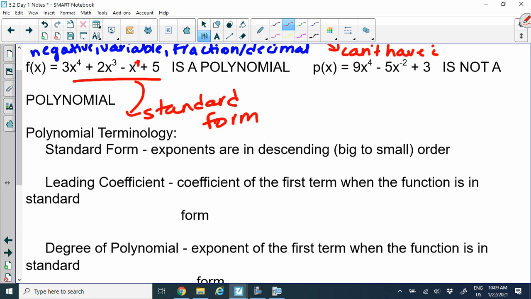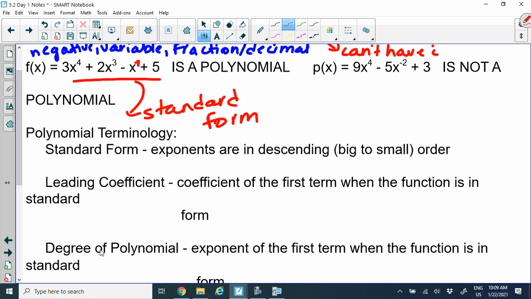Okay. Now the next one is what we call the leading coefficient. It's the coefficient of the first term when the function is in standard form. So in this case, because this is in standard form, our leading coefficient is the 3, because that is our first number on our first term.